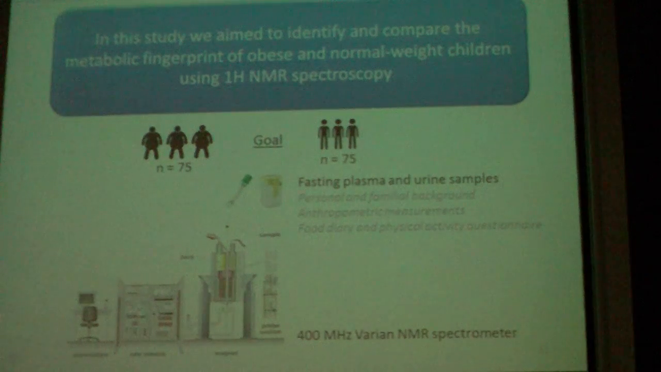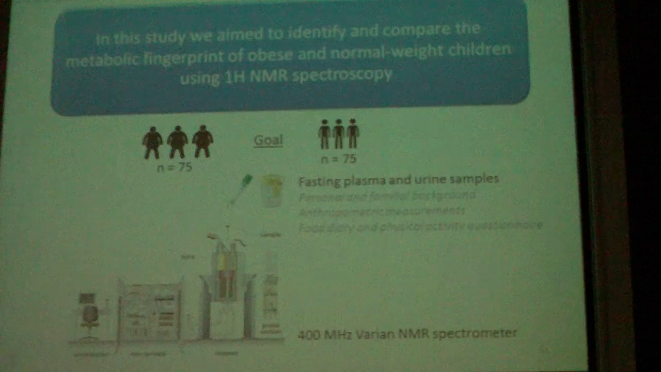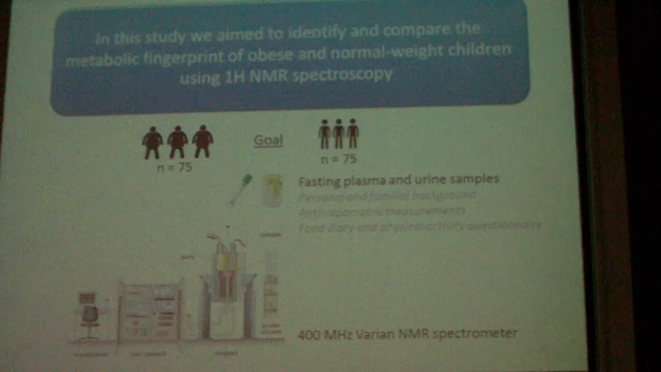And we want to identify and compare the metabolic fingerprint of obese and non-obese children using nuclear magnetic resonance spectroscopy. And we take fasting samples of blood, so we eventually get the plasma from it, and we wanted to study urine samples. I also asked them for personal familial background. I measure body fat, length, weight, and blood pressure, and so on. I also asked them to fill out a food diary and physical activity questionnaire, and eventually we can see if this also contributes to the metabolic fingerprint of these children.